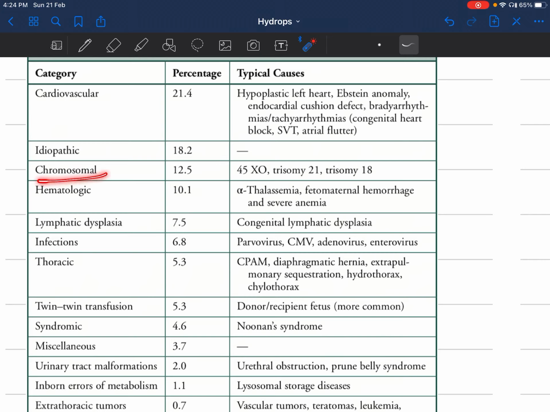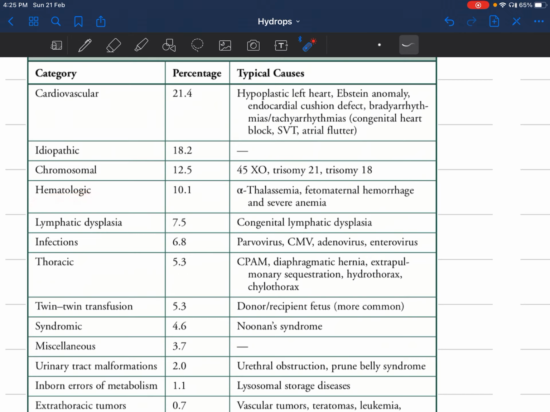Following that is chromosomal. Chromosomal problem with lymphedema, or a newborn presenting with isolated pedal edema, lymphedema. If these sorts of questions are asked, the first syndrome that should come to your mind is Turner syndrome. Turner syndrome results in non-immune Hydrops fetalis. Others are trisomy 21 and trisomy 18.